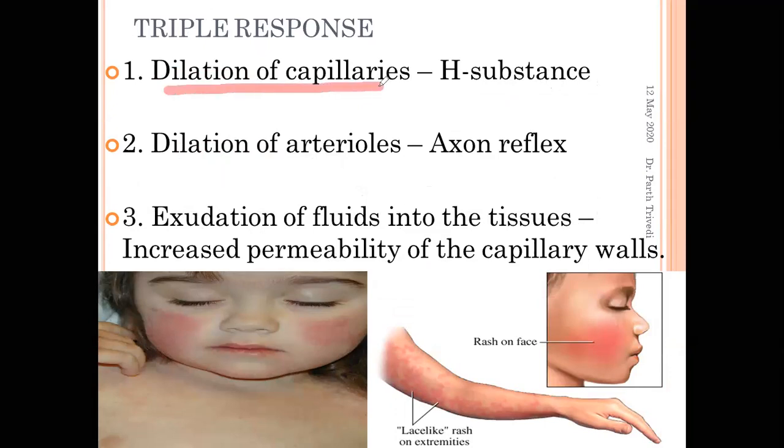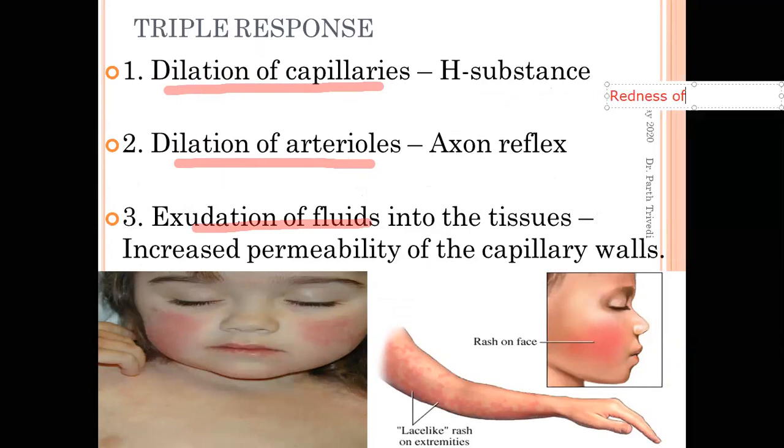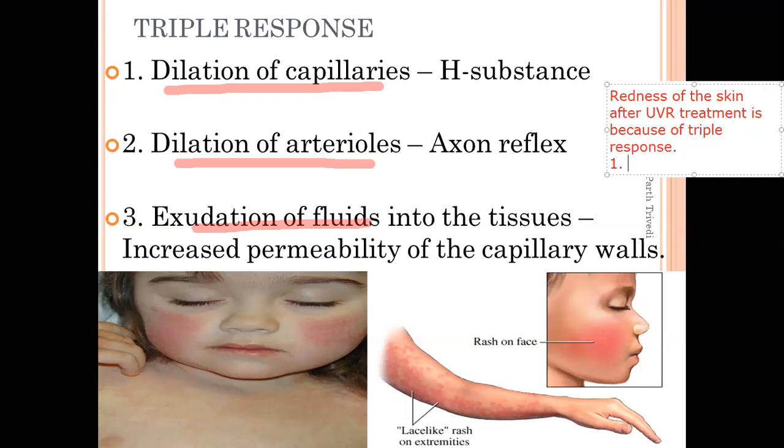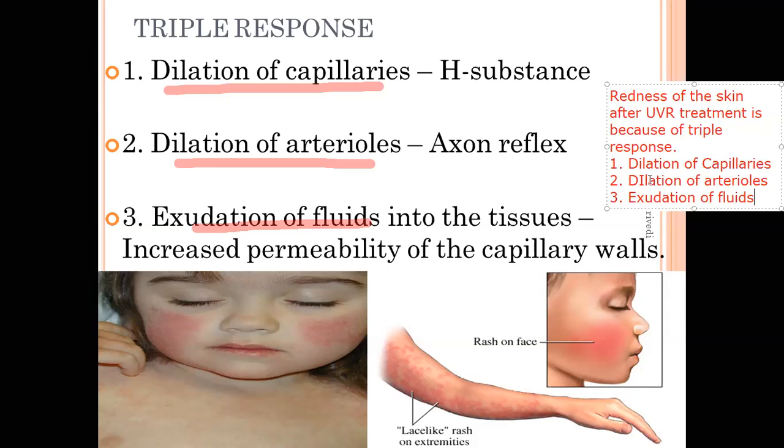It includes dilation of capillaries, dilation of arterioles, and exudation of fluids. So basically your redness of the skin after UVR treatment is because of triple response. This triple response includes dilation of capillaries, dilation of arterioles, and third one is exudation of fluids. So these things are very much important.